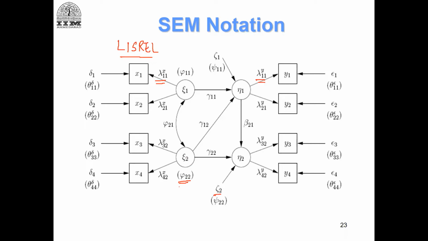Okay, these are structural error terms. These are error terms anyways. These are the variances of error terms. This is the error variance of the independent observed. Then these are again the variances of error terms. This is also variance. This is the variance of structural error. This is structural error. These are loadings. These are path coefficients, betas.